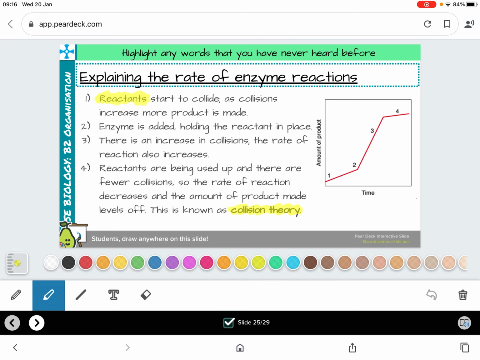Now, as you increase the temperature, the particles get more energy, which means they move around more and they collide more often. So the rate of reaction increases. If there's more collisions, then there's more of a reaction.